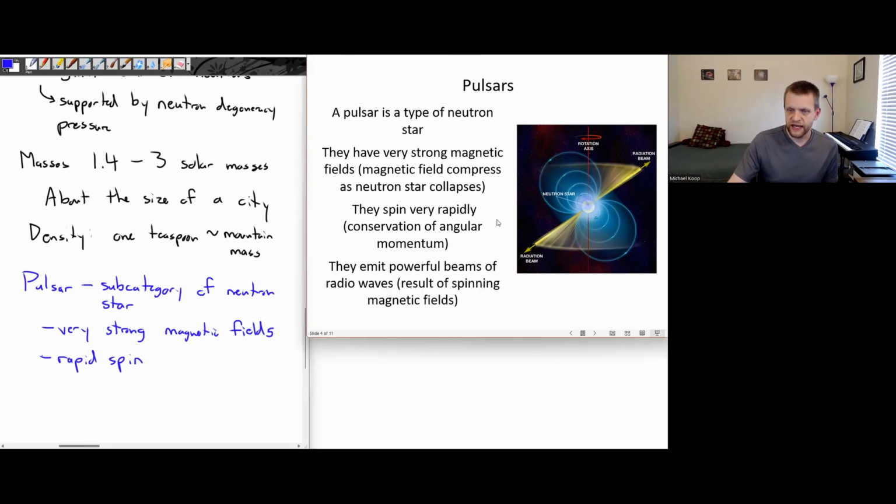And the combination of this strong magnetic field that is rapidly spinning will actually produce a beam of radio waves that will extend out of the north and south pole of that neutron star. So it produces a strong beam of radio waves.